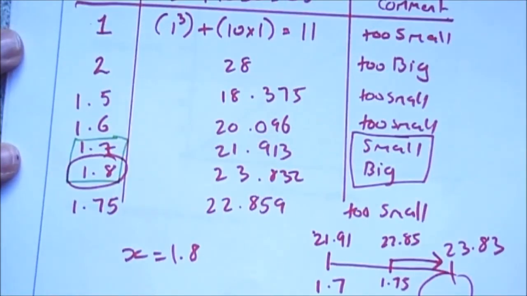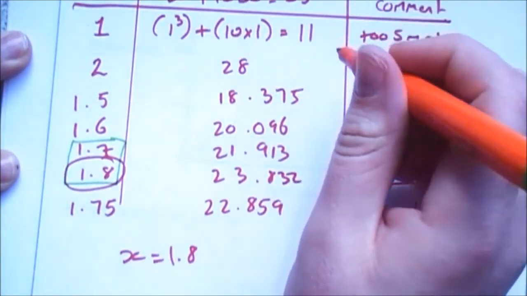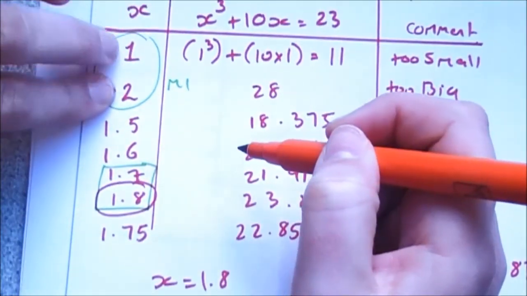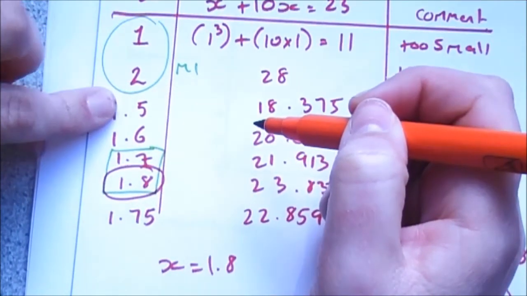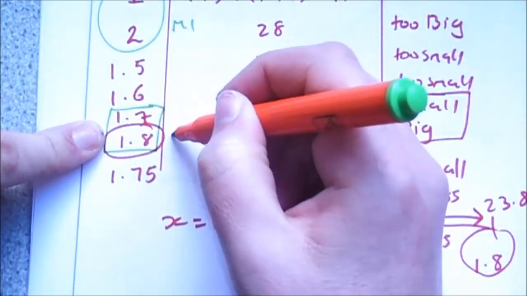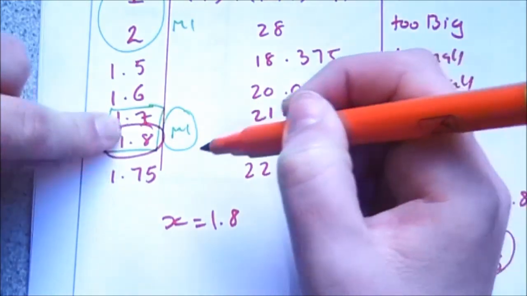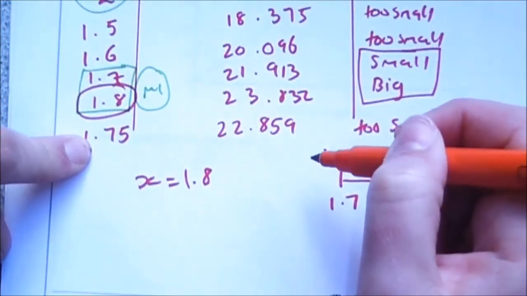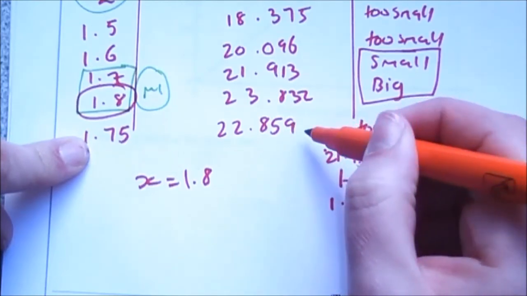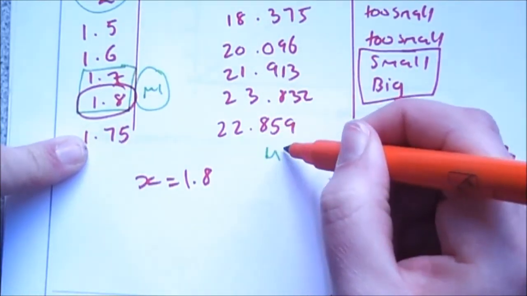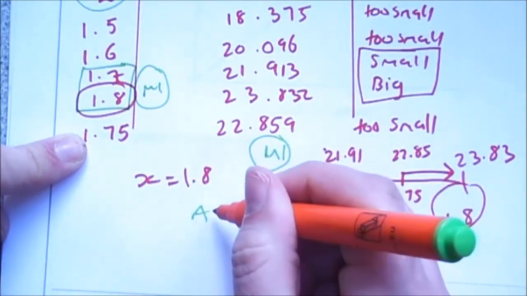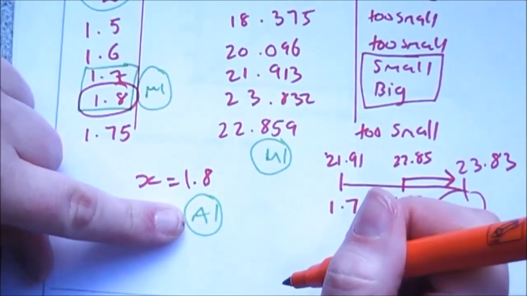Mark scheme is always split up for these questions in the same way. You get your first mark for showing that you've tested the 2 they gave you and then going down the middle. You then get your second mark for finding the 2 that the answer is between. You get the third mark for running the test. And you get the fourth mark for getting the answer correct.